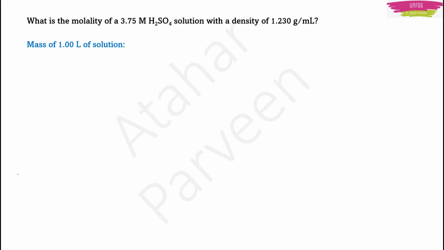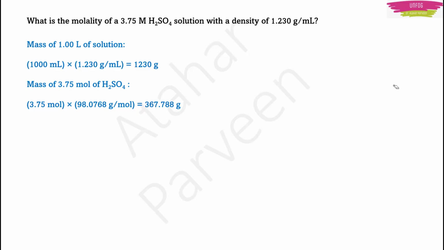What you do first? First you find the mass of 1 liter of solution. What will be the mass of 1 liter of solution here? For this you have to multiply the density with 1000 ml. You get the mass. It will be 1230 grams. Now you find the mass of sulfuric acid. 3.75 mole of sulfuric acid. For this what you do? You multiply 3.75 with the molecular weight of H2SO4 or the molar mass of H2SO4.